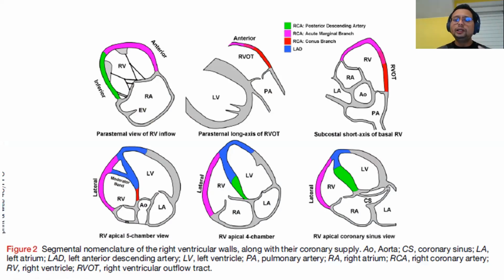This is the coronary distribution of the right ventricle that covers the right ventricular wall. I hope you can remember this. It took me a long time to remember. Now I can. So, the inferior wall of the right ventricle.